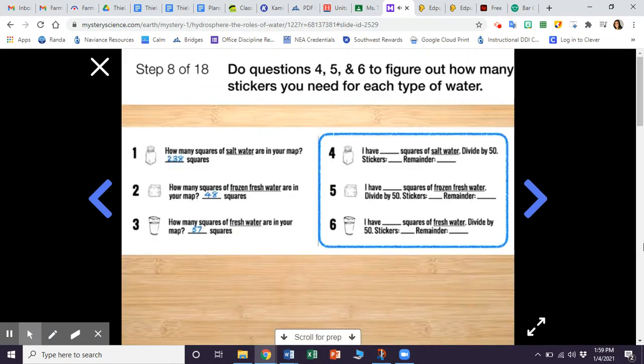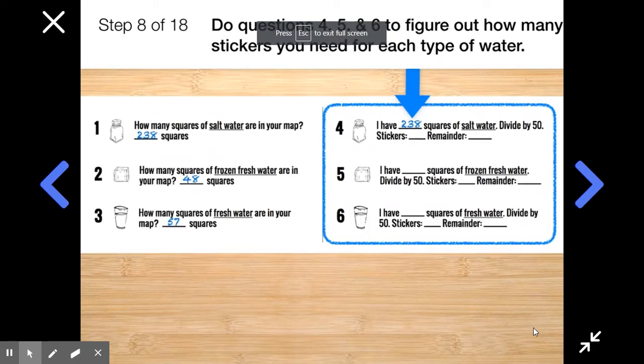Now, do questions 4, 5, and 6 on your worksheet to figure out how many stickers you need for each type of water. Remember, you need one sticker for every 50 squares, but you might have some leftover squares. Let's do an example. Let's say that you counted 238 squares of salt water in question 1. So write that number here to remind yourself.